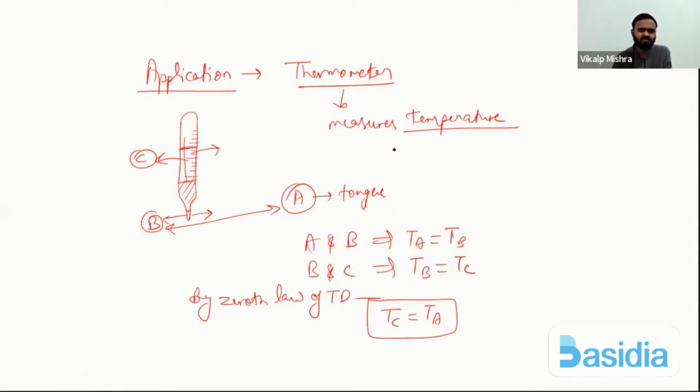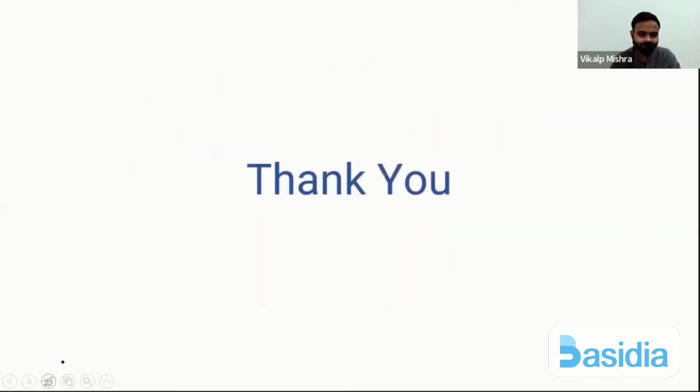Okay, so that's it. Very few questions are asked on this topic, Zeroth law and thermal equilibrium. Till now they have not asked, but in future they can ask. So you should know all these things, all these concepts. Okay, and these are basic concepts, so we will use them in further topics in this chapter. So for today, that's it. I hope all of you understood.